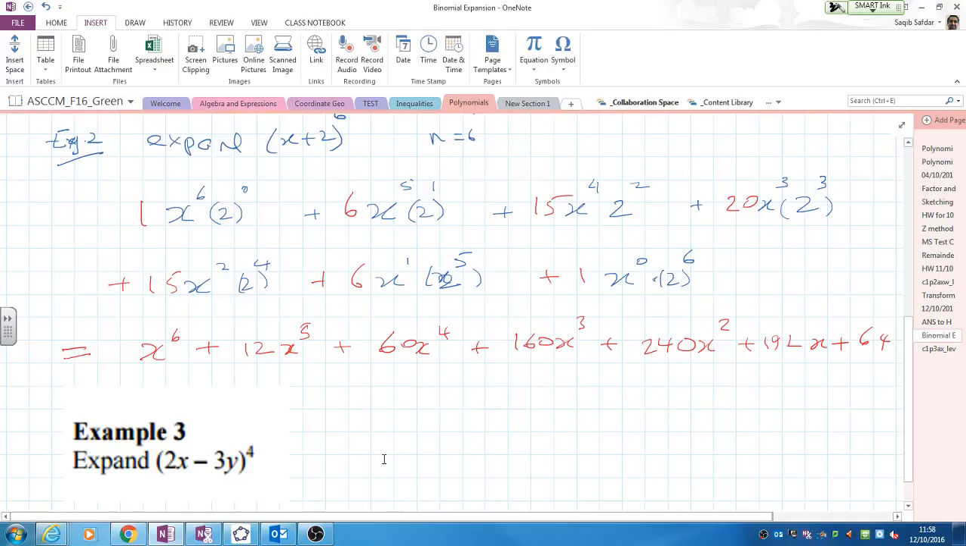When you say 3 or 4 terms, what do you mean? Like, x to the power of 6, 12x to the 5, 60x to the 4 is the first 3 terms. Yeah, so in the future, I might just say, give me the first 3 terms, rather than do the whole expansion. But we'll come on to that. But at the moment, let's look at the first 4 terms.